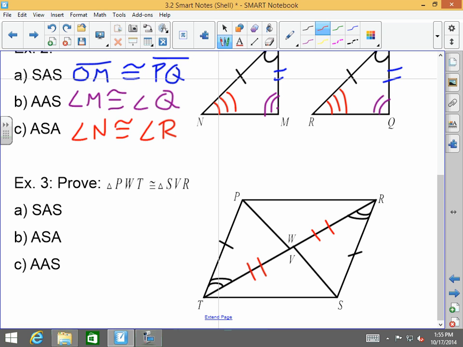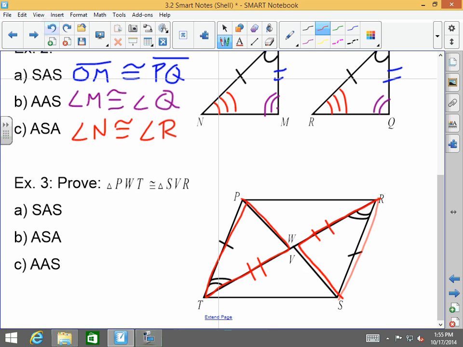Wait. That's PWT. And then we have SVR. Okay, but let's be careful how we pronounce that. It's not segment. Oh, yes, okay. I see. PWT to SVR. Yes, you're VR, right? Because W belongs to the PWT. VR belongs to SVR. That's why I got a little bit confused.